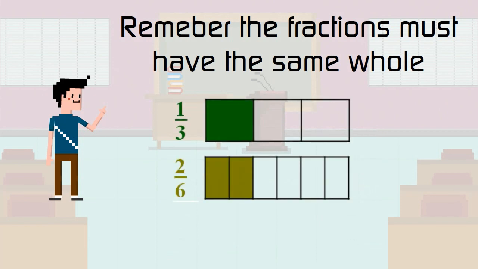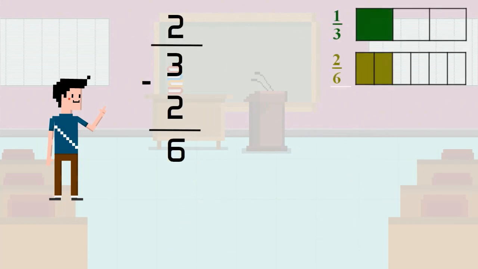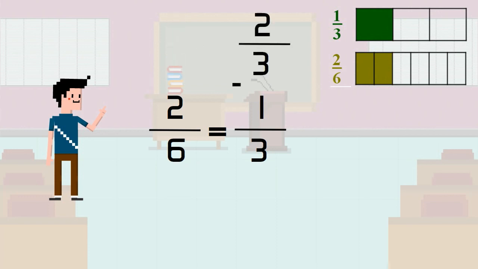For this problem, we are looking at wholes that are broken up into thirds and into sixths. This model here shows you that 1/3 is equivalent to 2/6. Our word problem required us to subtract 2/6 from 2/3. We now know that 2/6 is equal to 1/3, so we can subtract 2/3 minus 1/3. Our denominator will stay 3, and 2 minus 1 equals 1.